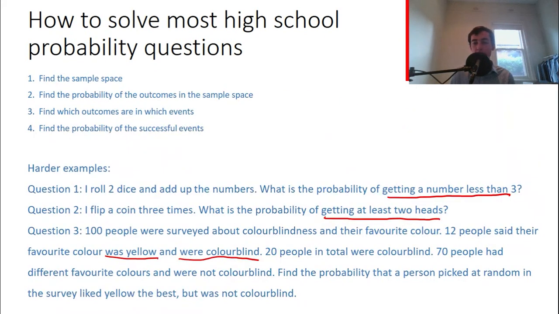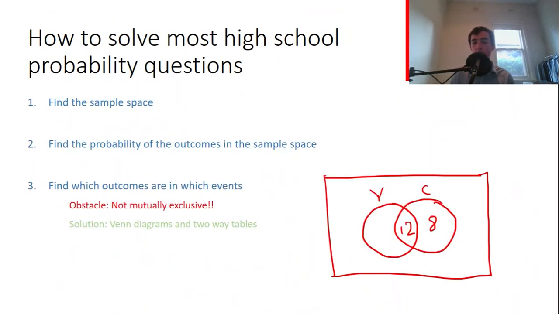Okay. 70 people had different favorite colors to yellow and were not colorblind. So that means 70 people were outside of the yellow circle, but they're also not colorblind, so they're also outside of the C circle. So that means 70 people are out here. And that means, finally, that I can put the rest of the people in here. This is the only section left.